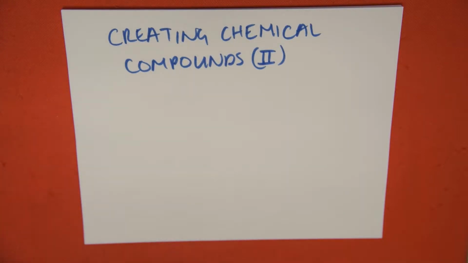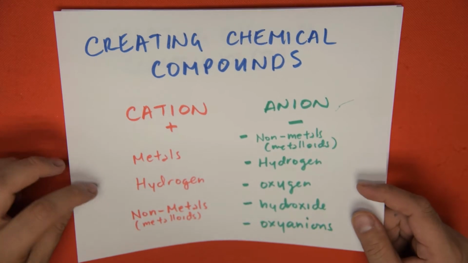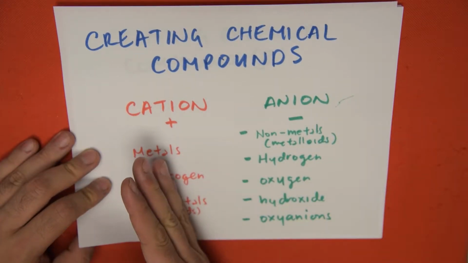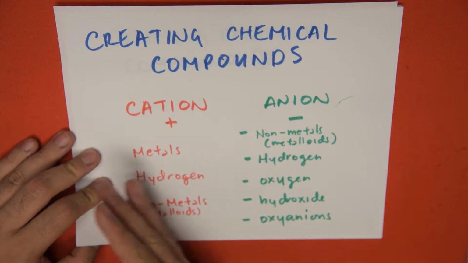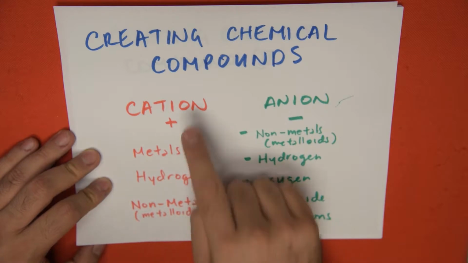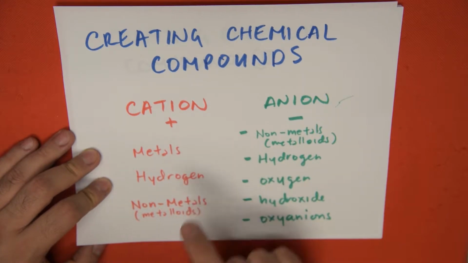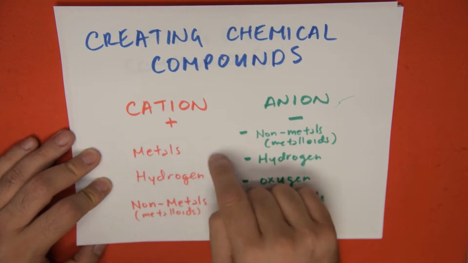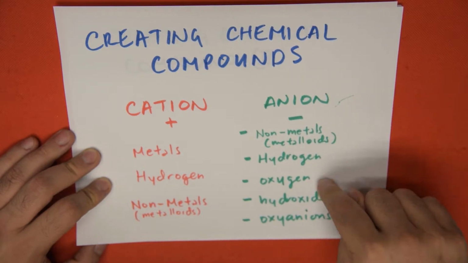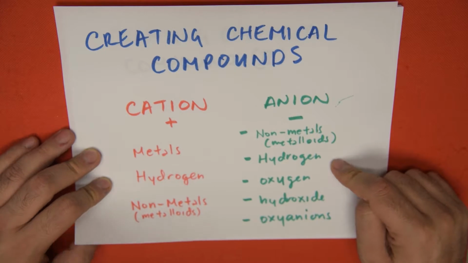So welcome back to the second part of creating chemical compounds. Just as I was explaining in the previous video, remember, chemical compounds in inorganic chemistry are created by having a positive part, which is always located on the left of the formula, and a negative part, which is always located on the right-hand side. And as I said, cations can be metals, hydrogen, nonmetals, which include metalloids with a positive charge, or anions can be nonmetals, metalloids, hydrogen, oxygen, hydroxide, and oxyanions with a negative charge.